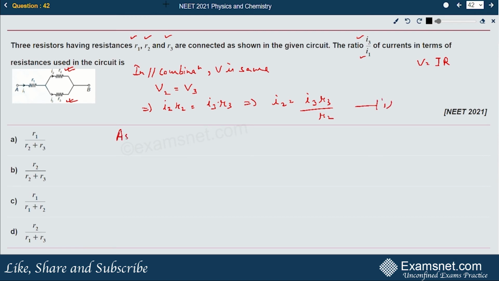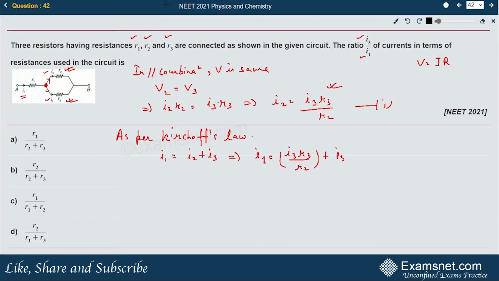Now, as per Kirchhoff's law, the total current coming towards a junction is equal to the total current leaving that junction. So suppose this is the junction in the figure. Look at this figure. Current I1 is coming towards this junction, whereas I2 and I3 are leaving this junction. So I1 will be equal to the sum of I2 and I3. Here, in place of I2, we can write I3 R3 divided by R2, plus I3. Now if we take I3 out of the bracket, then we'll get, under bracket, R3 by R2 plus 1.